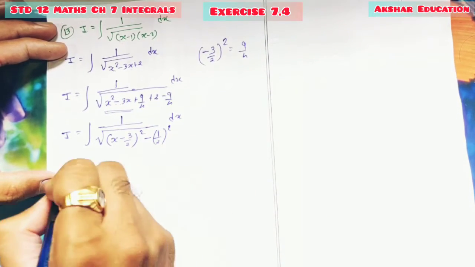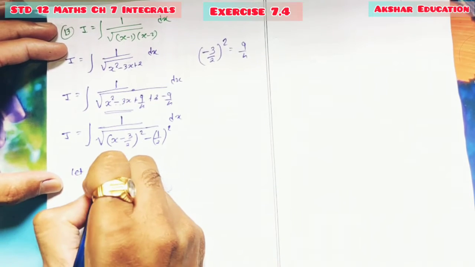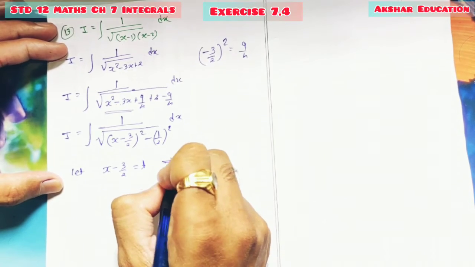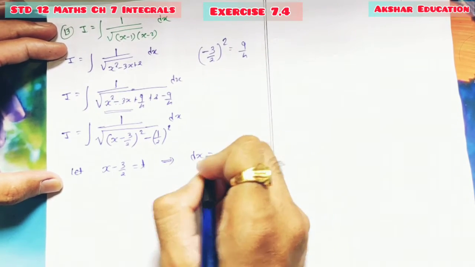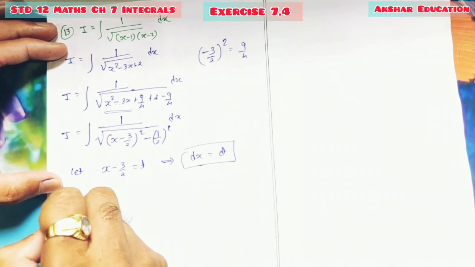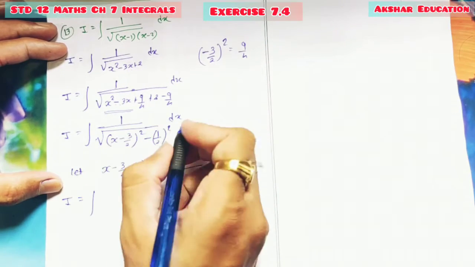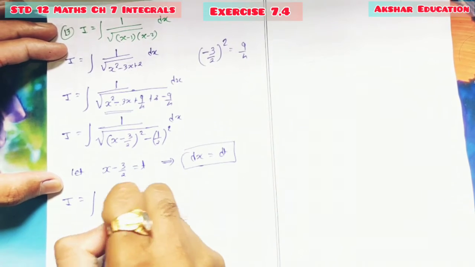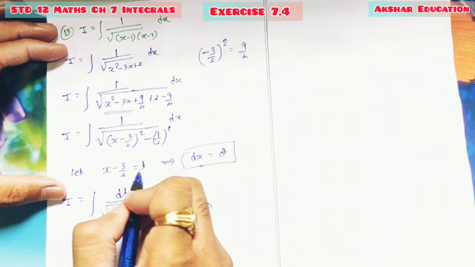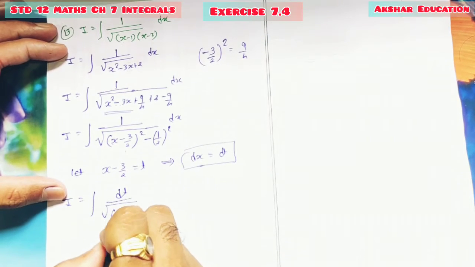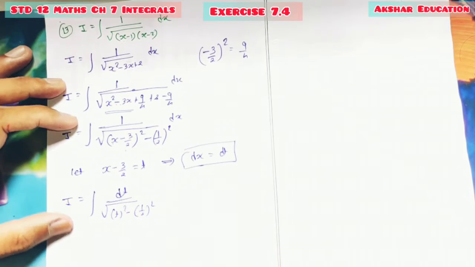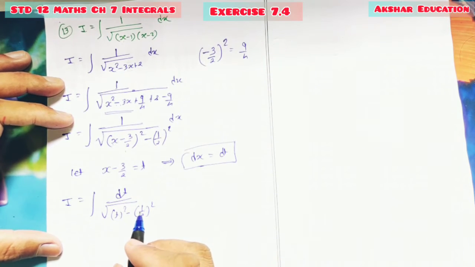This is our formula. Take substitution, x minus 3 by 2 as t, and therefore we are getting dx equal to dt. So integration I is dx, dx is dt, upon square root of x minus 3 by 2 whole square, x minus 3 by 2 is t, t square. This is t square minus 1 by 2 square dt. It is the x square minus a square formula.